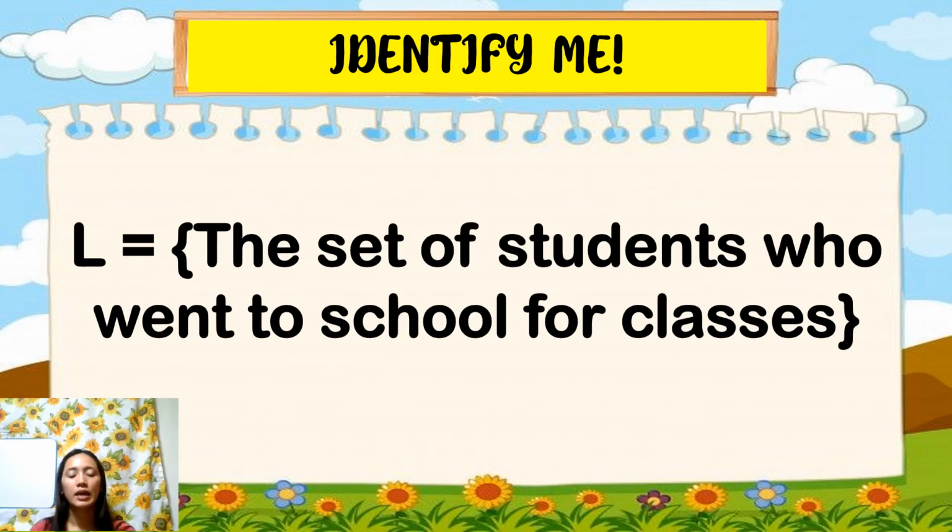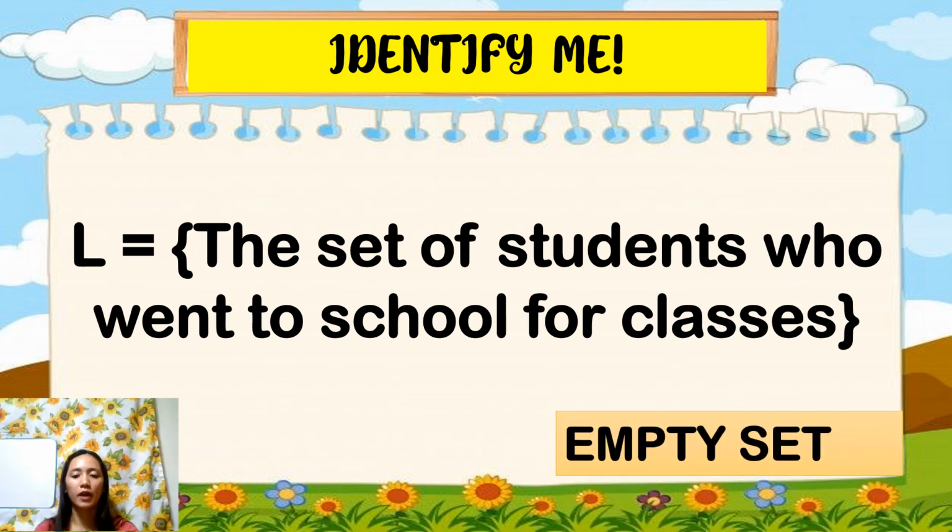Okay, next. Set L contains the set of students who went to school for classes. Set of students who went to school for classes, for the school year. What kind of set is being illustrated? Very good. That is an empty or null set. No student will go to school for their classes. So since like what we have, or what kind of setup we have right now.